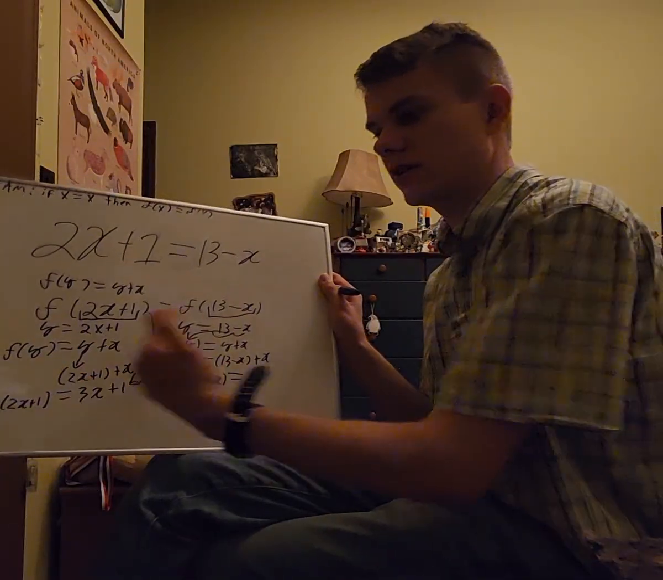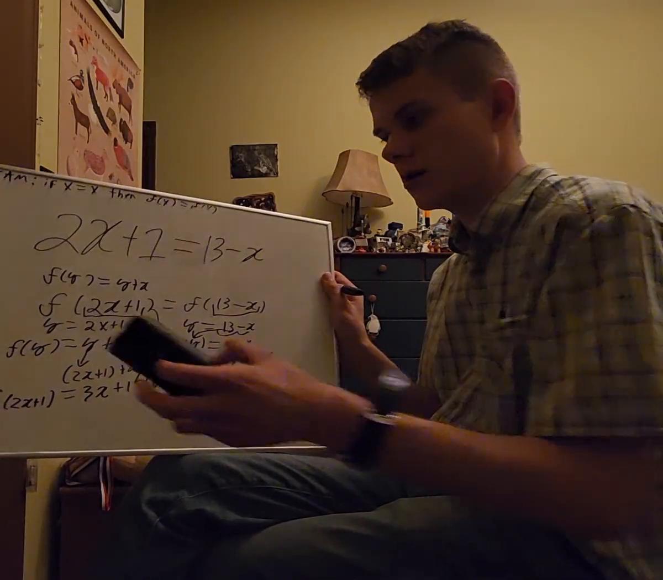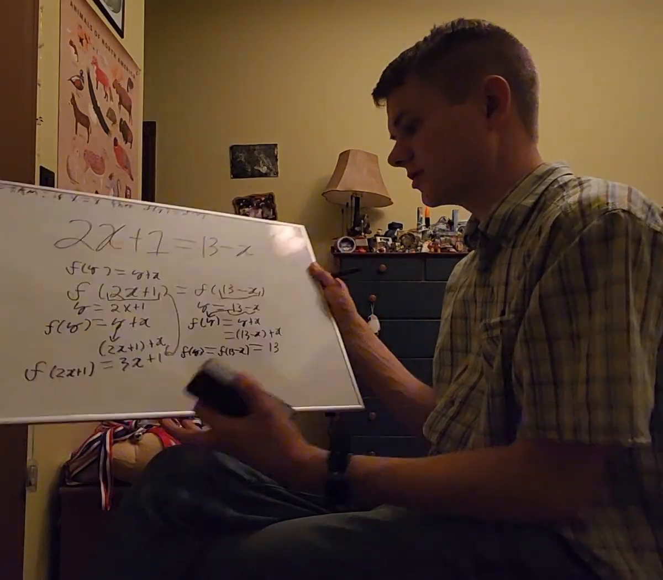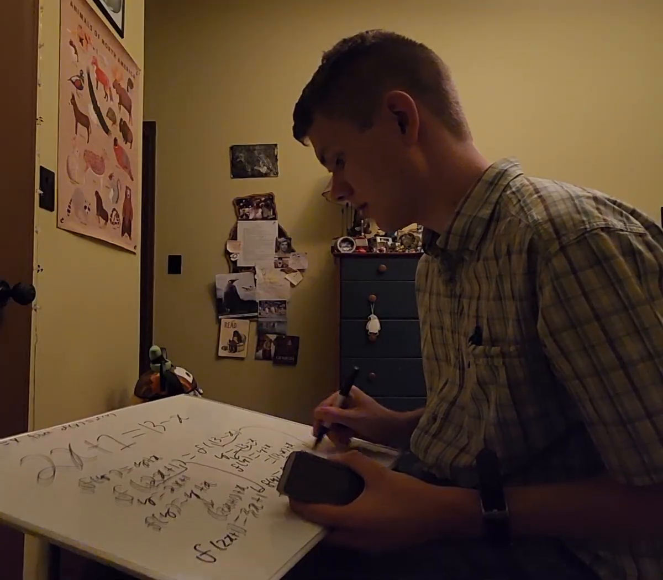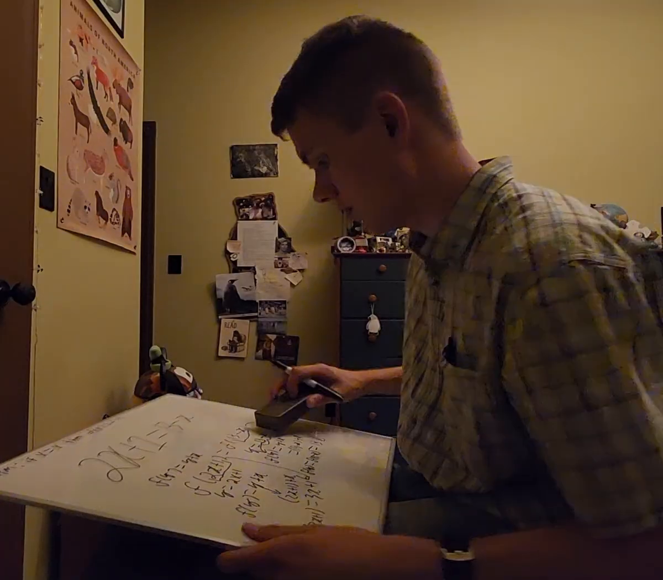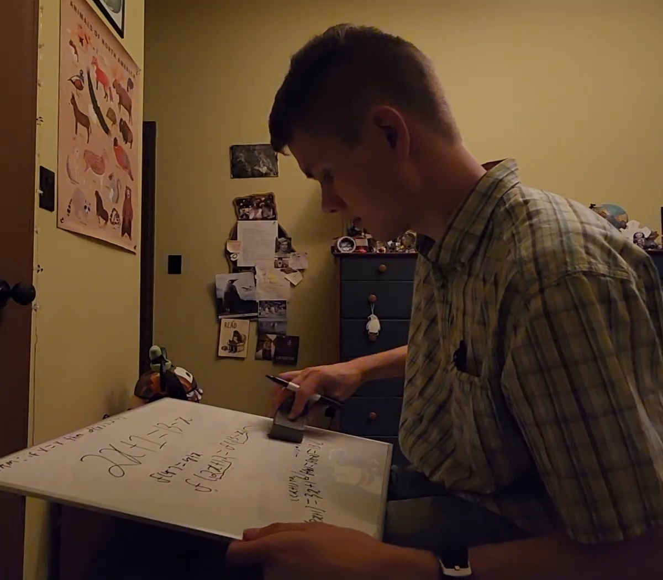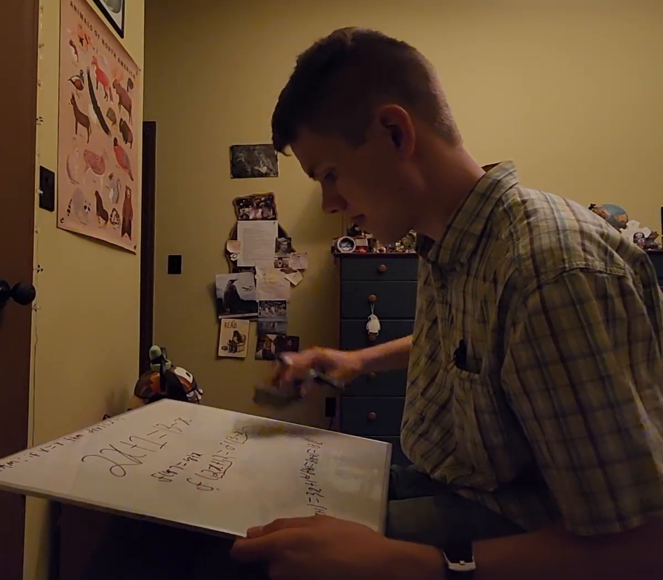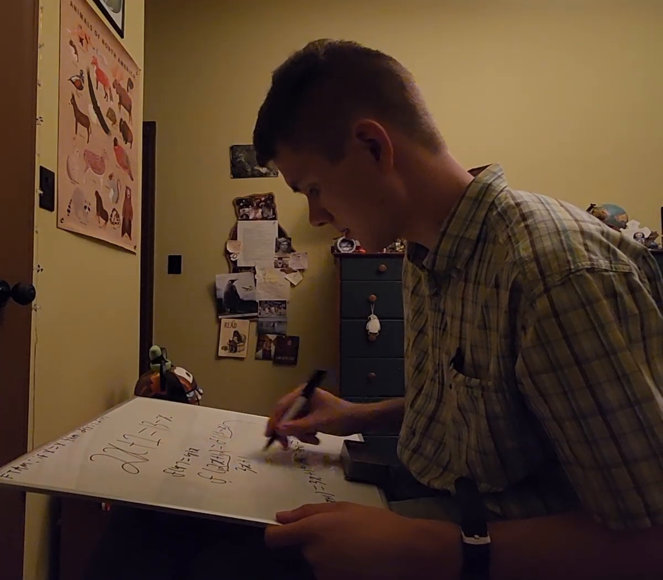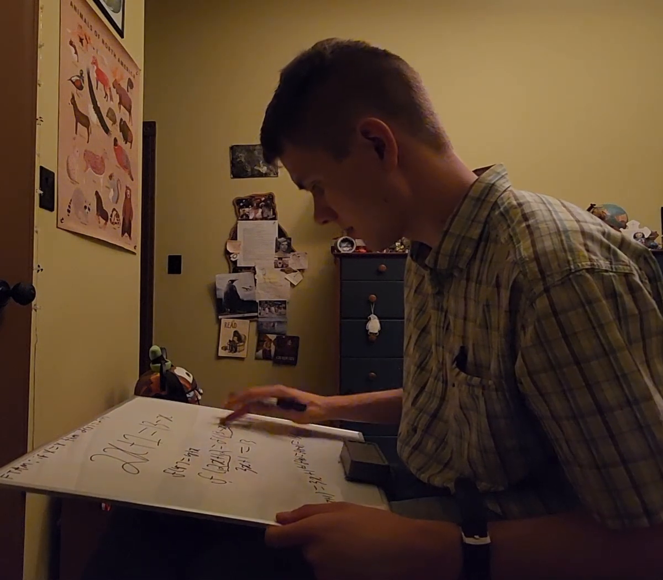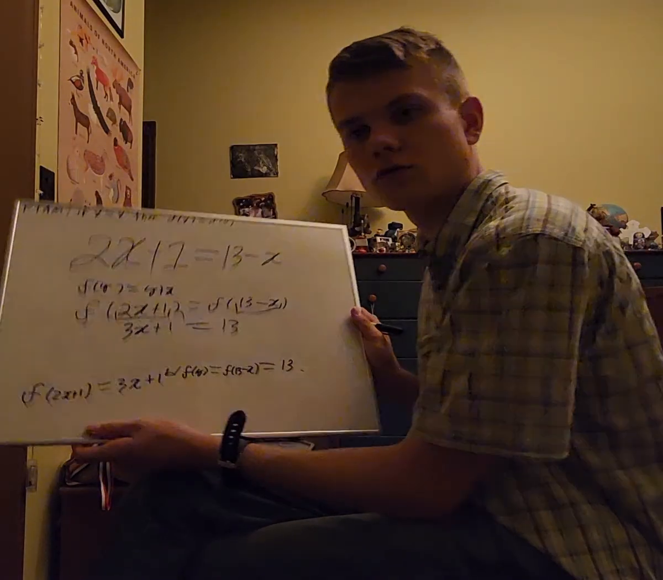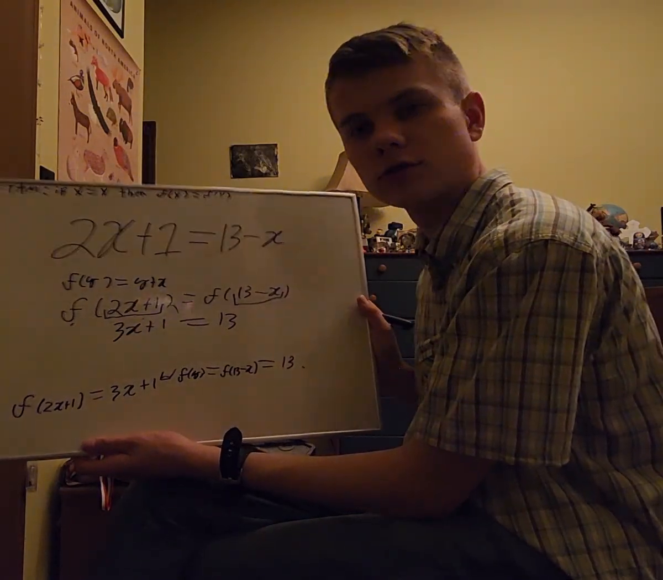So I'm going to erase that part and bring it up. Okay, so f(2x plus 1), we figured that out. That's 3x plus 1. And f(13 minus x) is 13. Okay, so now I'm going to put that where I had all the stuff. Great. So that's equal to 13.